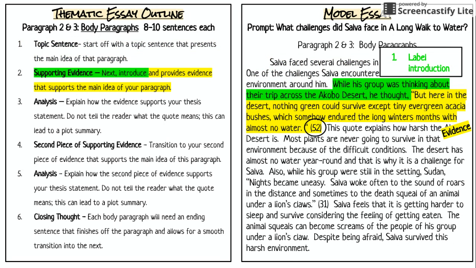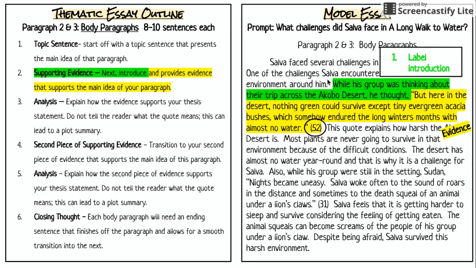Excellent job. Once we've clearly identified our trait, then we can move forward to supporting our trait with evidence. There's kind of two parts here in the evidence. The first part is going to be a little bit of an introduction, explaining what's happening during the time of this evidence, and then you're going to put the evidence word for word in the text. So let's look at the green here.